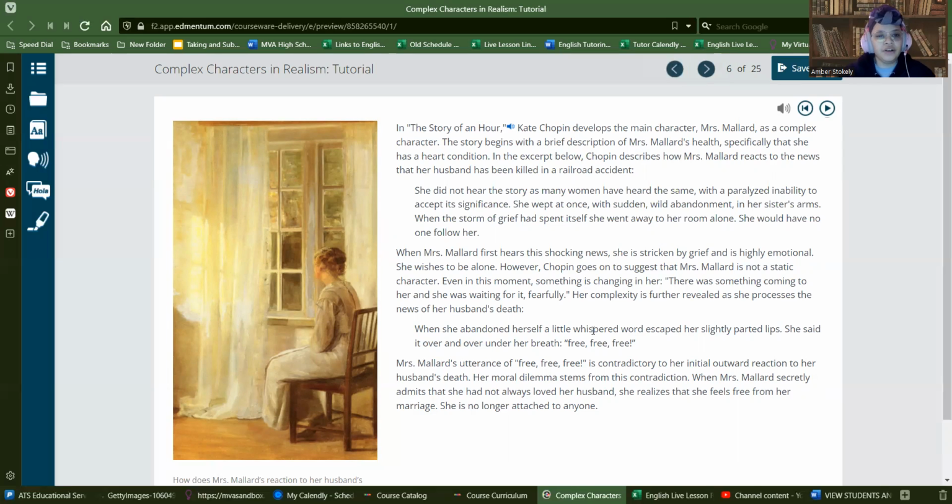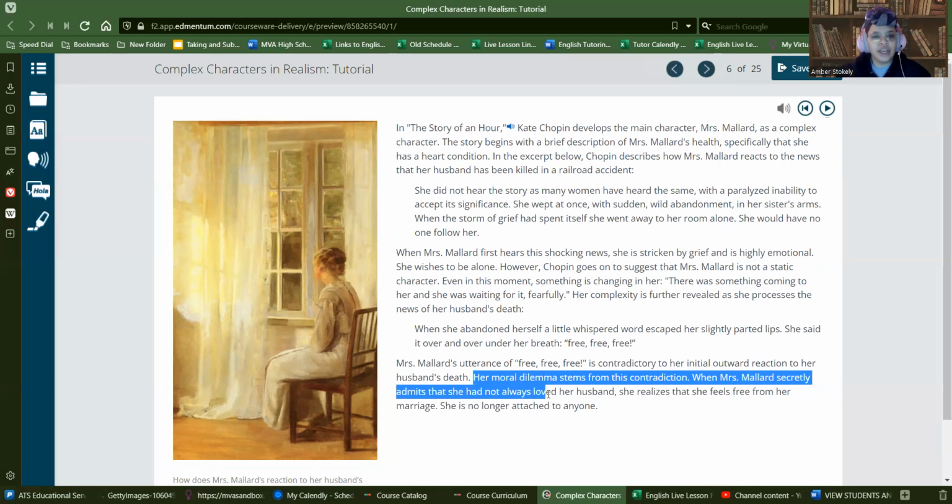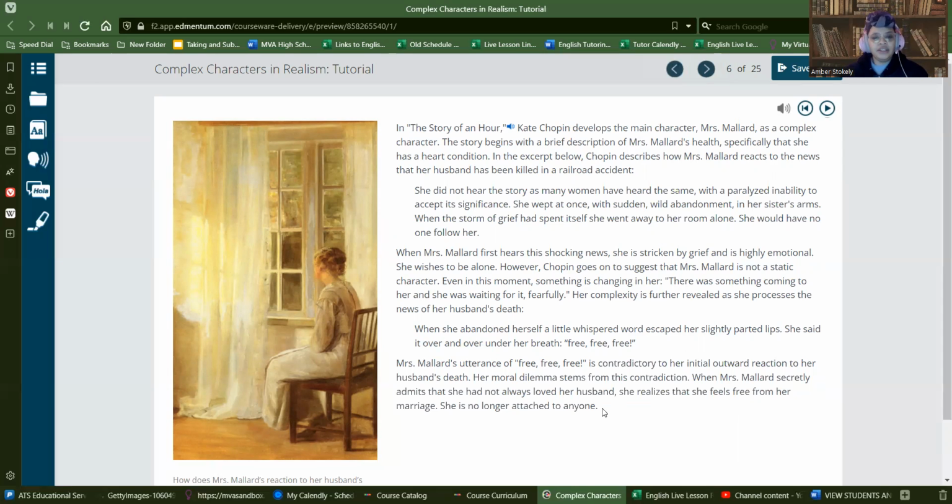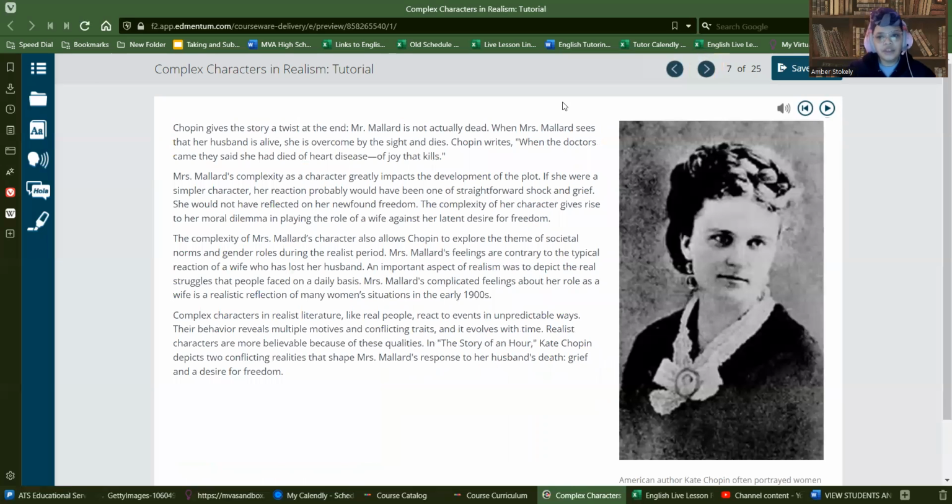And then it says here, her moral dilemma stems from this contradiction. So when Mrs. Mallard secretly admits that she had not always loved her husband, so she had to learn to love him, she realizes that she feels free from her marriage. She's no longer attached to anyone. And this is important because it's a reflection of how women had to survive and live at the time.